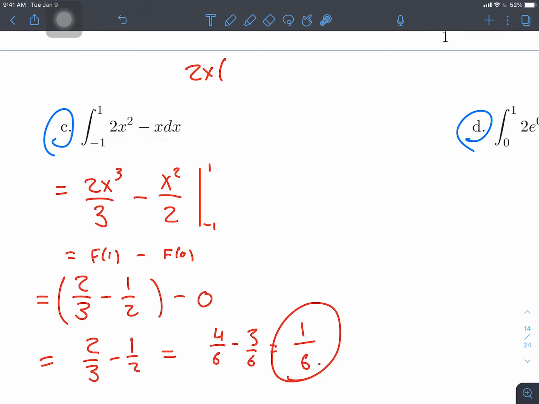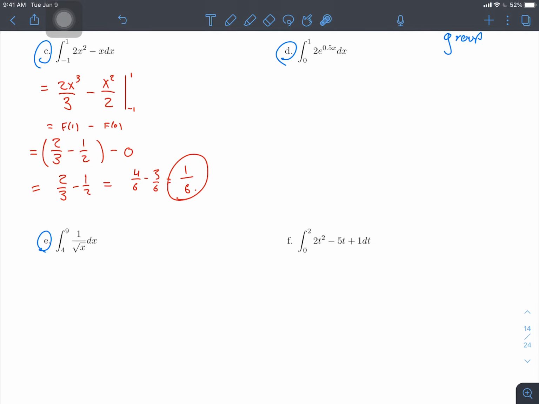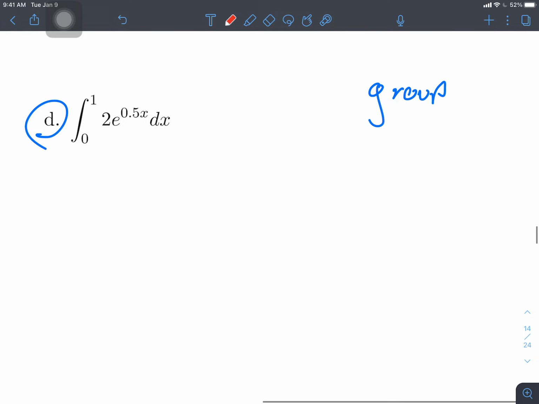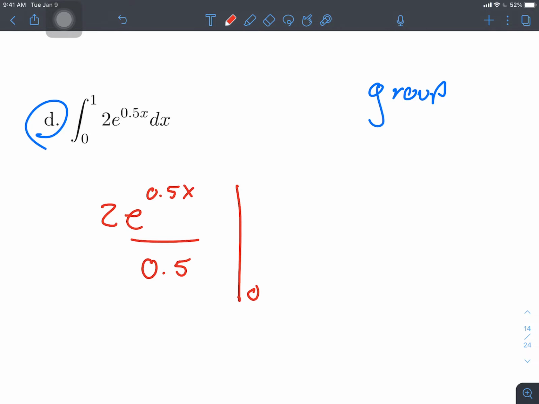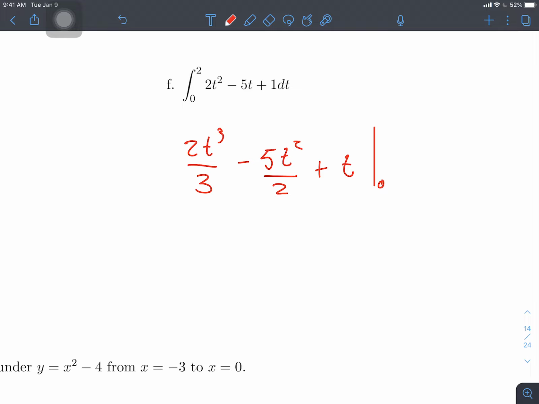So let me repeat the process one last time. We find an antiderivative of the function. Then we plug in the top bound, and then we do a minus sign, and then we plug in the bottom bound. And that's it. So we can do that for any of the functions for which we have learned how to find antiderivatives. For example, for this one, its antiderivative would be 2e to the 0.5x divided by 0.5. And then I would plug in 0 and 1 and subtract. For the next one, I need to find an antiderivative of 2t squared minus 5t plus 1. It's just going to be 2t cubed over 3 minus 5t squared over 2 plus t. And then I plug in 0 and 2 and subtract.